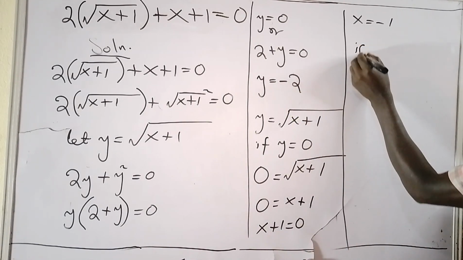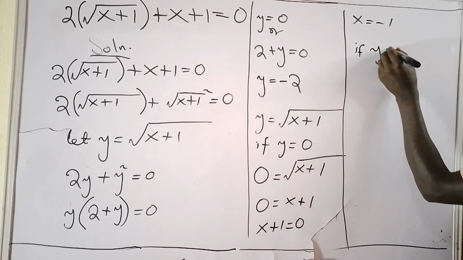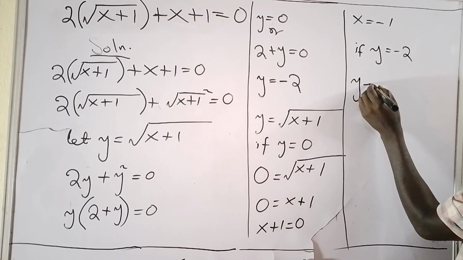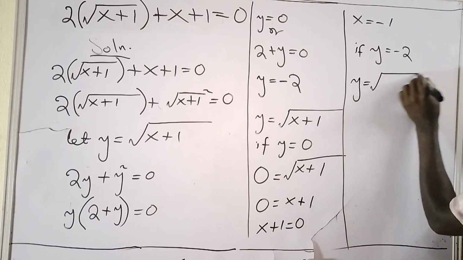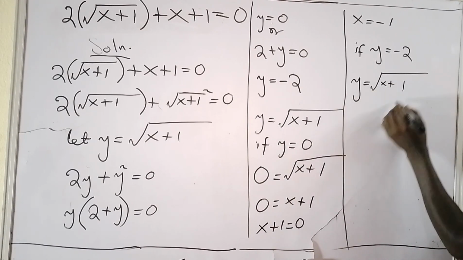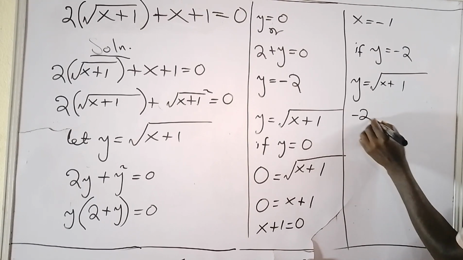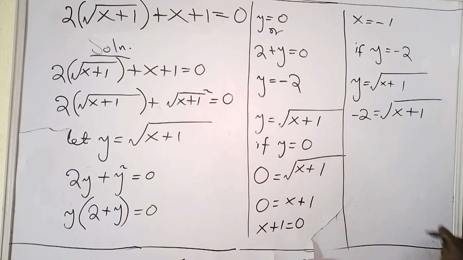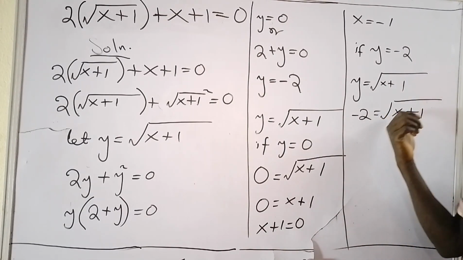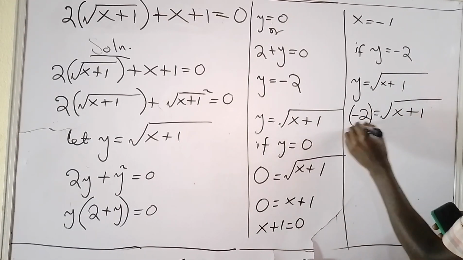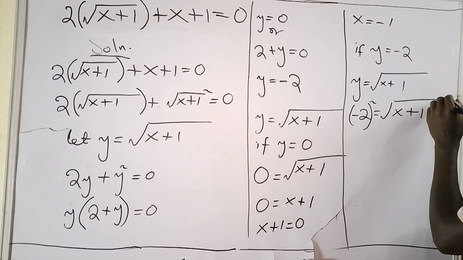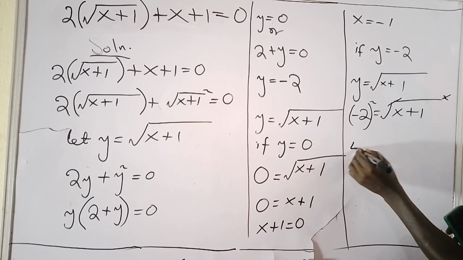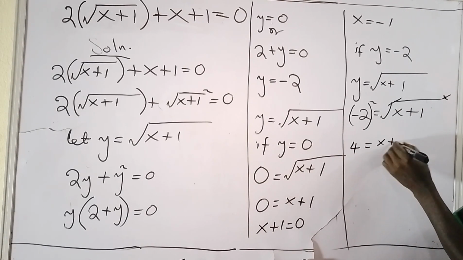So now if y is equal to minus 2, at a particular point in time I let y be equal to the square root of x plus 1. So instead of y, I will now put minus 2 is equal to the square root of x plus 1. So I need to square both sides in order to clear this. So I need to square this, I need to square this. So this square will go with this square. So I have 4 is equal to x plus 1.